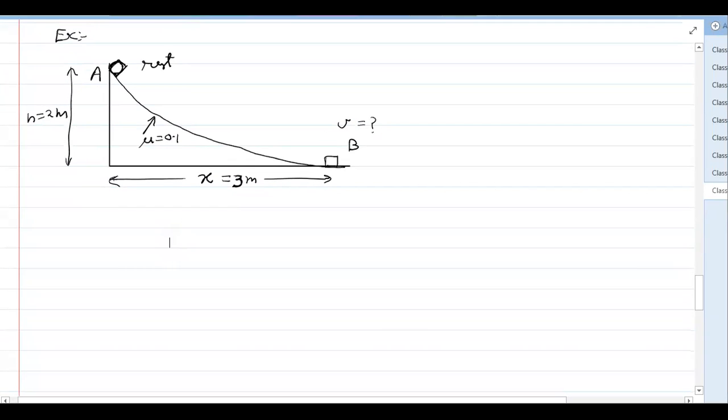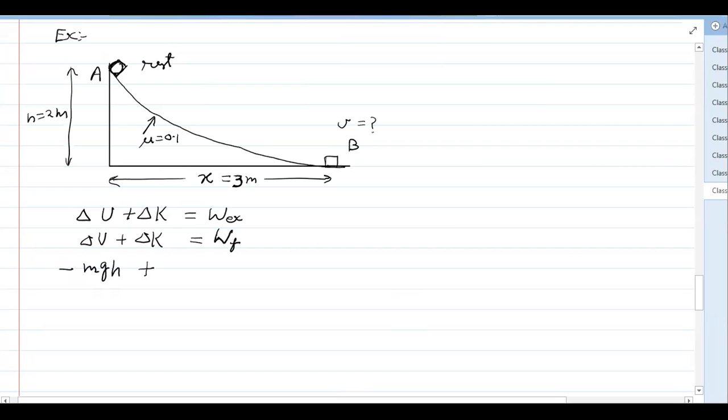So how do we find it? Again, we can write the work energy relation. So delta U plus delta K equal to work done by all the external forces. Normal does not do any work, but friction will do the work. So delta U plus delta K equal to work done by friction. There is only one external force, that is friction. So delta U is how much? How much is the change in potential energy? So minus mgh.